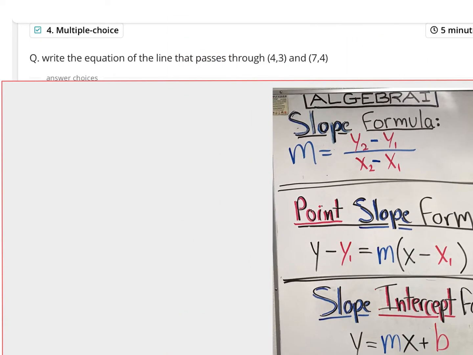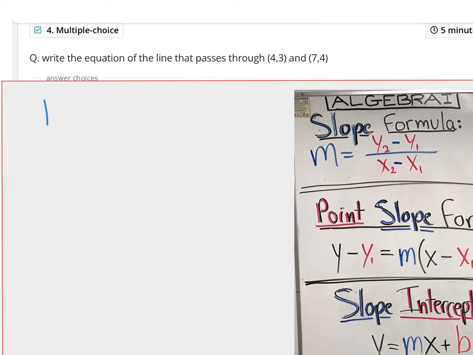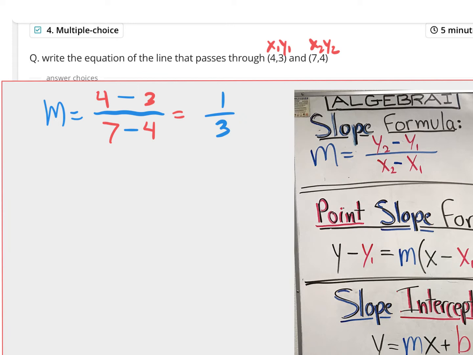So let's use that slope formula, which is m equals y2 minus y1 over x2 minus x1. And of course, I always start with the division and then the subtraction signs, and I leave the blank spots to actually plug in my x and y. This is my first point, this is my second point. So the y2 value is 4, the y1 value is 3, the x2 value is 7, the x1 value is 4. And when we do this math, the numerator, 4 take away 3 is 1, and the denominator, 7 take away 4 is 3. So we know that our slope is 1/3.